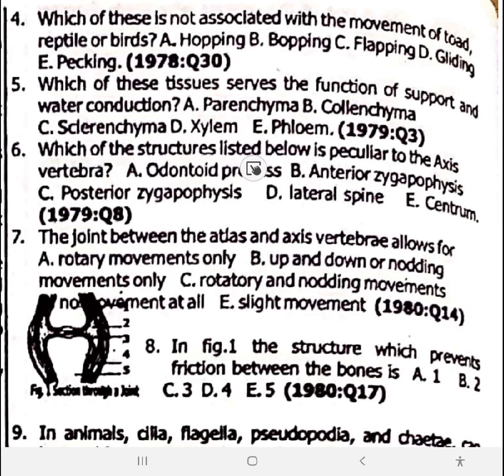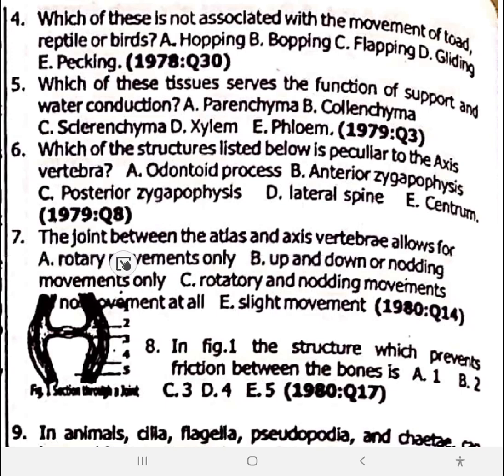6, which of the structures listed below is peculiar to the axis vertebra? Odontoid process is peculiar to the axis vertebra. Odontoid, option A. Spell them for yourself. Next, the atlas and the axis are the first and second cervical vertebrae, respectively.